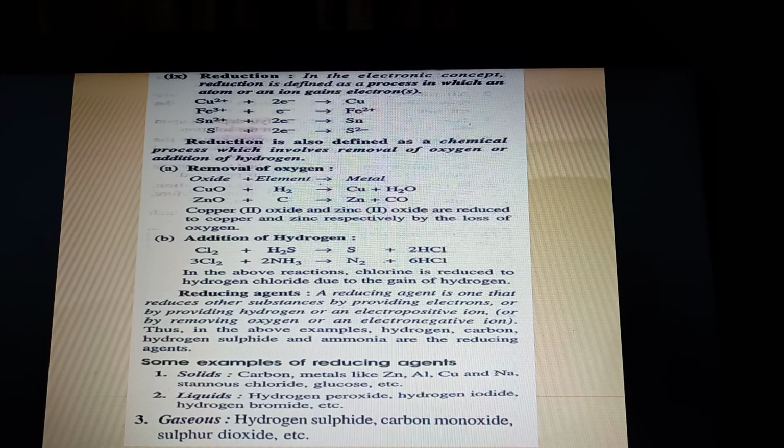So these are some common examples. Try to learn these examples because they will become very handy. Again, I am repeating, it will become very handy in decision making in your MCQ questions.